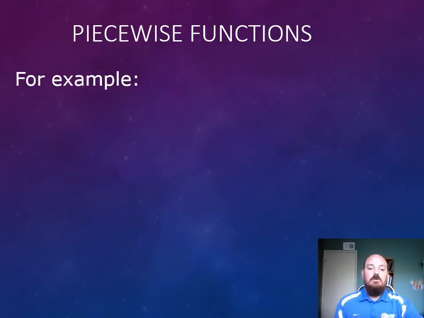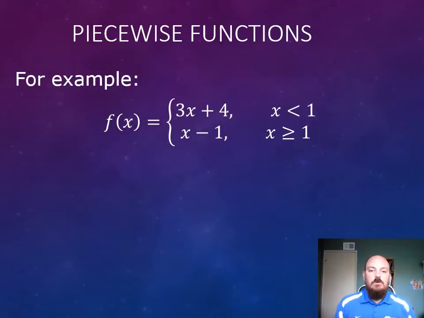Now here's an example of what one looks like. You have f of x equals, just like you do in function notation, but then instead of having one equation, you have that curly bracket that groups together two or possibly more equations. This piecewise function is saying sometimes f of x equals 3x plus 4, and sometimes it equals x minus 1. Now, this part over here on the right tells you when to use each equation. A good way to think of it, this is your if part.